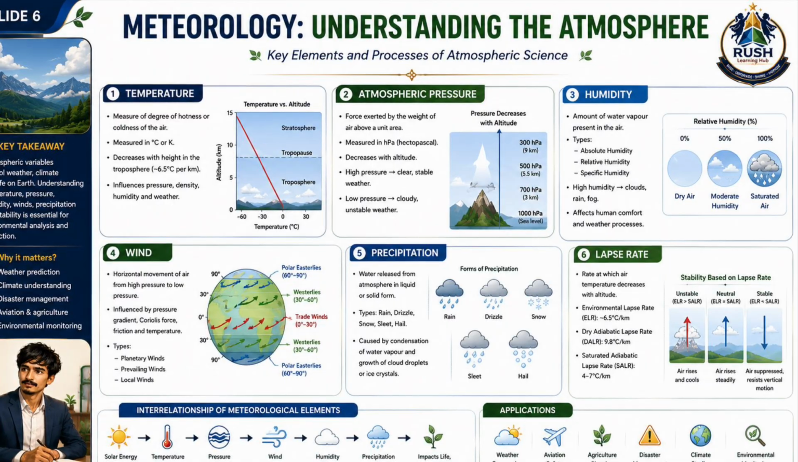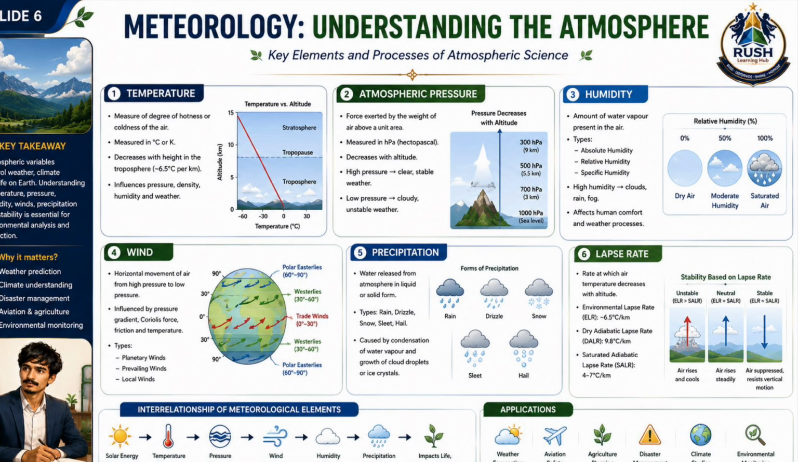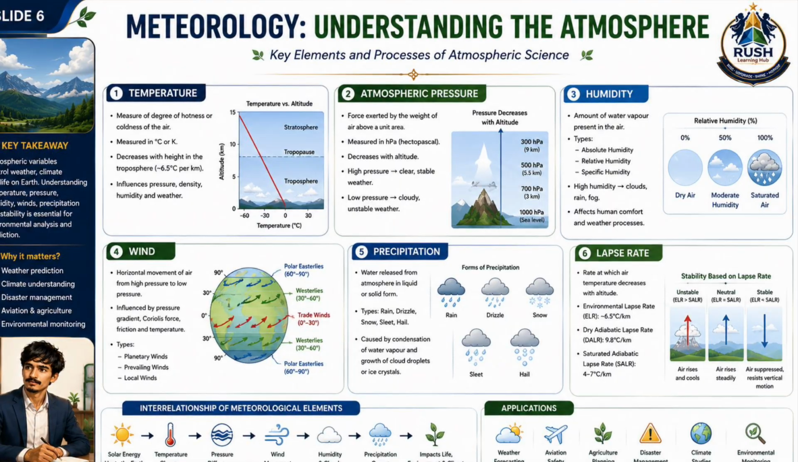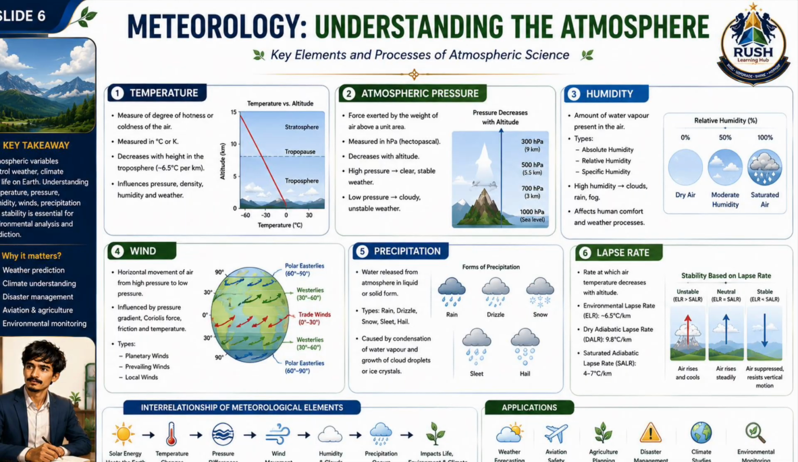For UGC NET examinations, questions are frequently asked regarding DLR, SOL, ELR, atmospheric stability, humidity concepts, pressure systems, and precipitation mechanisms. Let us now understand the interrelationship among meteorological parameters.